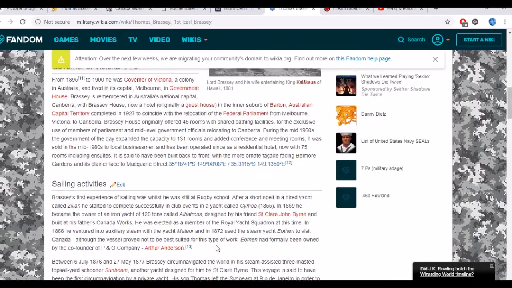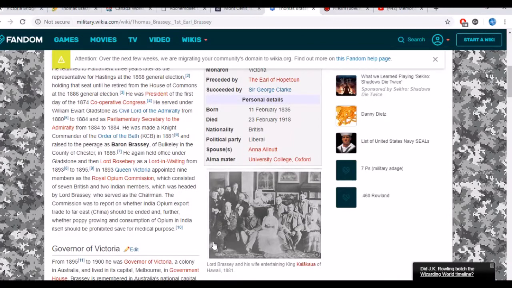So he was involved in the committee that was involved in the Royal Opium Commission. So they had to decide whether the Indian opium export trade to the Far East should be ended.